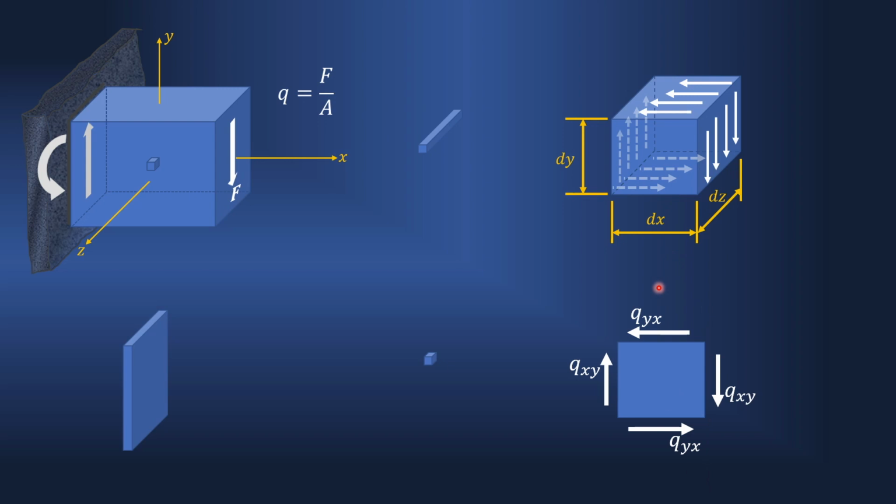On the X surface, shear stress is clockwise. And on the Y surface, shear stress is anti-clockwise. Shear stresses on two perpendicular planes are called complementary shear. They are of the same magnitude but opposite in nature.